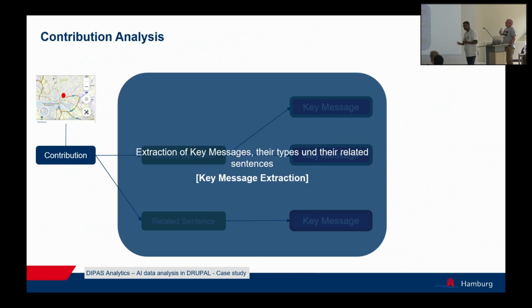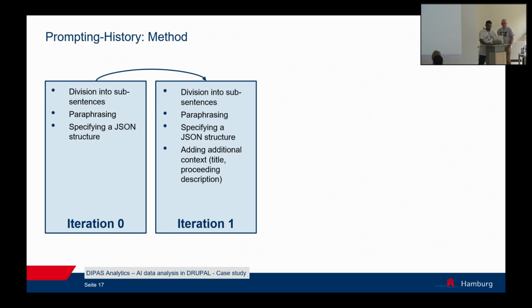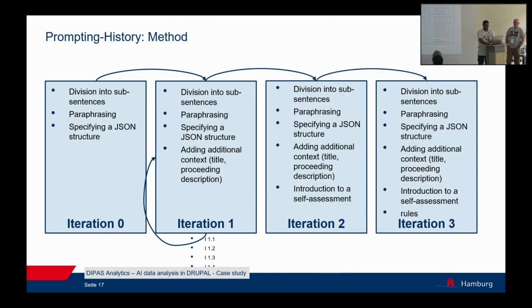First of all, we developed a service for extracting these key messages. So we give our model the contribution and some kind of extra context. There was a history as we developed this service, because at first we just thought, okay, we take a contribution, we put it in sub-sentences, and maybe then we can get some kind of value out of it, and we paraphrase it and so on and so on. Then we did several iterations.